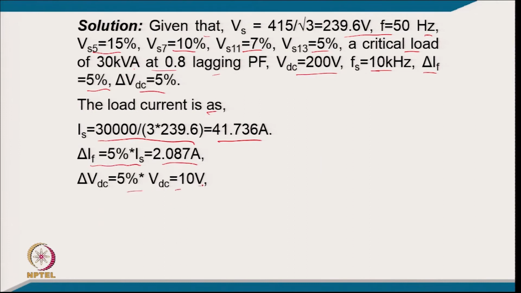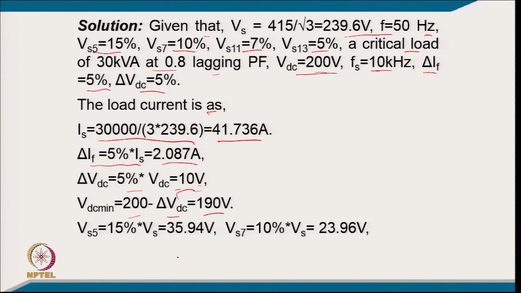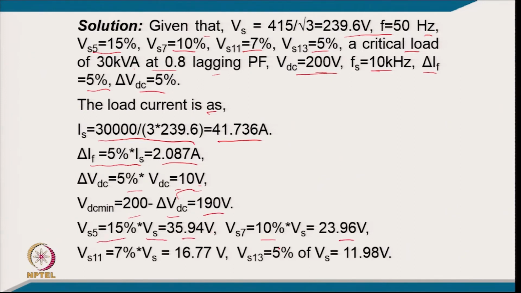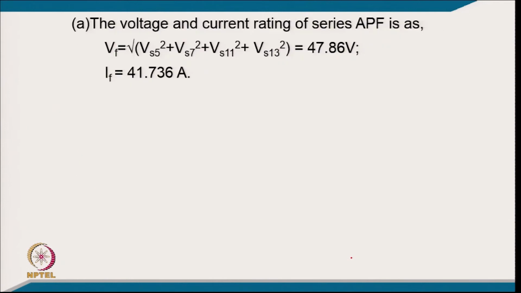The ripple voltage of the DC link voltage, given as 200 volt, at 5% is 210 volt, and the minimum DC link voltage comes to 191. The 5th harmonic 15% is 35.9 volt, 7th harmonic 10% is 29.96, 11th harmonic 7% is 16.77, and 13th at 5% comes to 11.98 volt. So, for the voltage and current rating of the series active filter, the total voltage RMS value will be 14.86 volt, and the filter current is the same as the load current, 41.736 ampere.